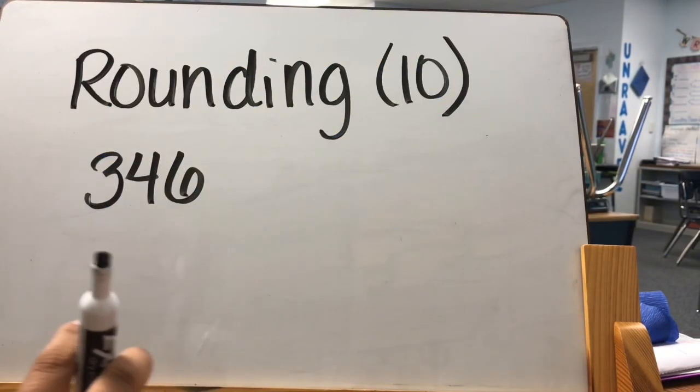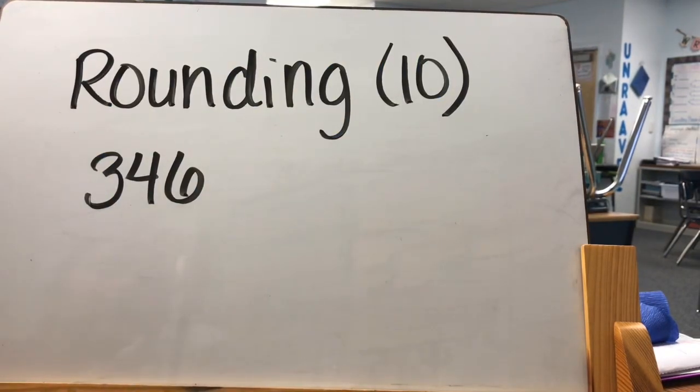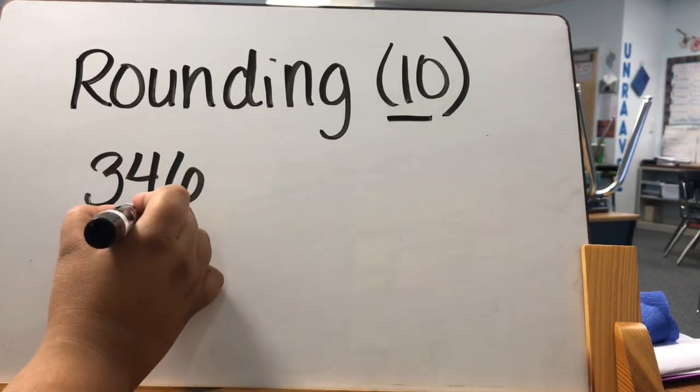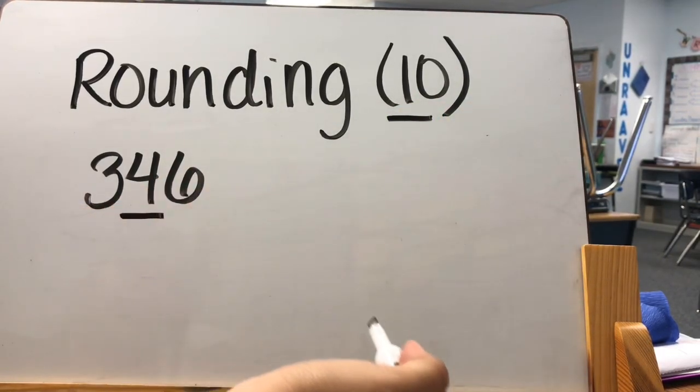Hello, today I'm going to be explaining how to round to the tens value. So the first thing you're going to want to do is find the place value that you are trying to round by. In this case, we are rounding by tens, so we would look at the number that's in the tens value spot.